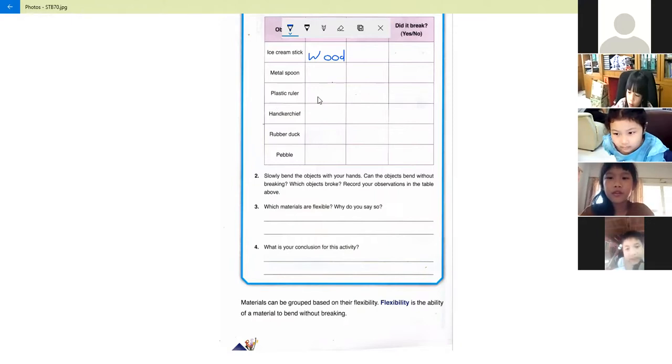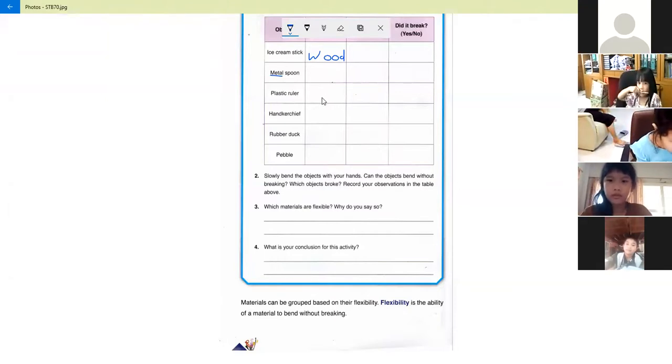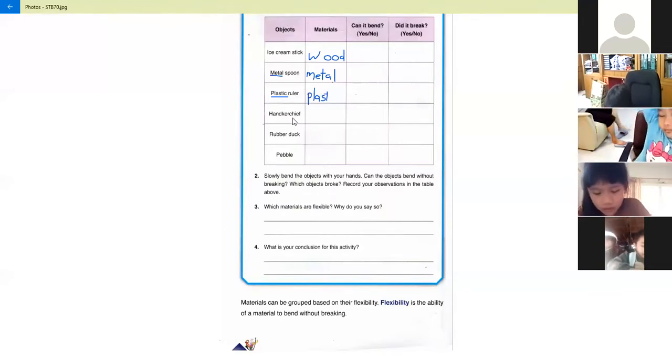Next one is metal spoon. So we know that that is made from metal. Let's write in metal. M-E-T-A-L. Metal. Now, plastic, another easy one, gives us the answer. Plastic ruler is plastic. P-L-A-S-T-I-C. Plastic.